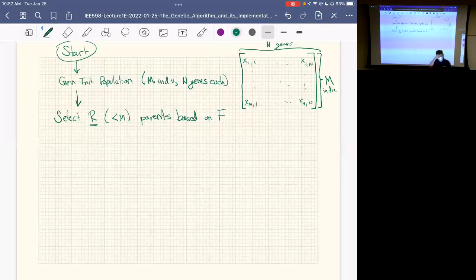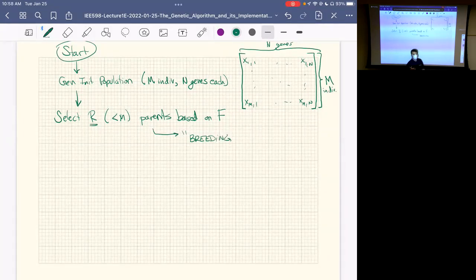Yeah. The R, like let's say after I evaluate all the different 10 individuals, can I sort it, make it the top 10, and those would be the R, those would be the parents?